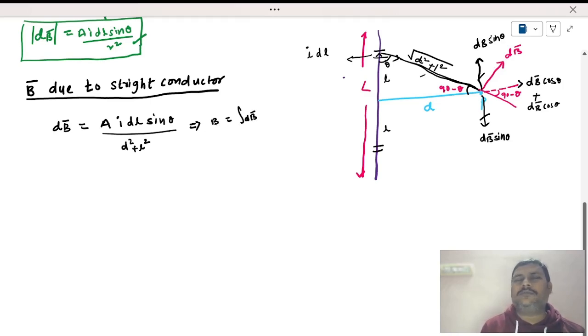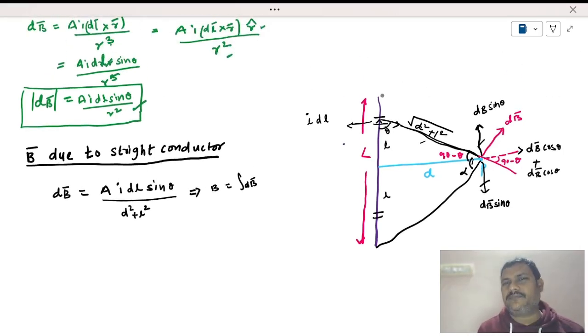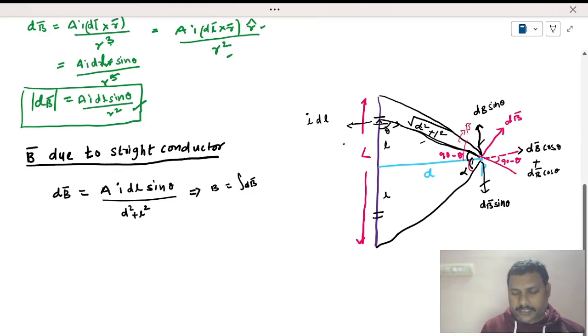Now the integration limits are here. This 90 minus theta varies from one side alpha to the other side beta, so either alpha or beta. The angle here varies from alpha to beta, so this is beta and alpha. So now the integration limits.